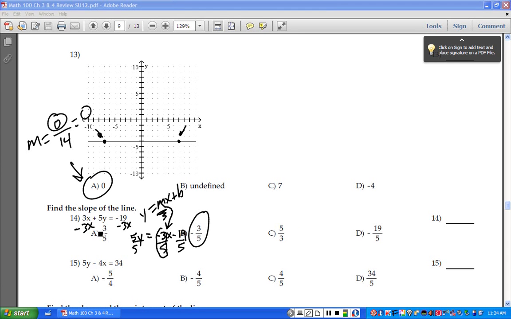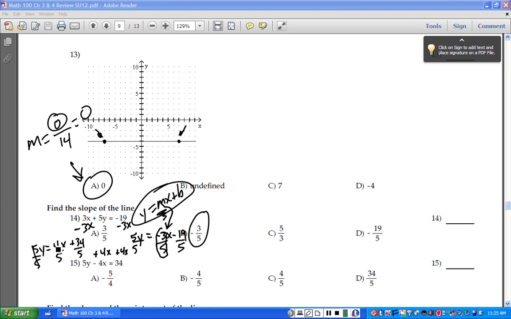Number 15, I do the same thing. To find the slope of the line, if I'm given an equation, I want to put this equation into slope-intercept form. y equals mx plus b. So in this case, I need y by itself, so I add 4x to both sides. So that gives me 5y equals 4x plus 34. Then I would divide everything by 5.